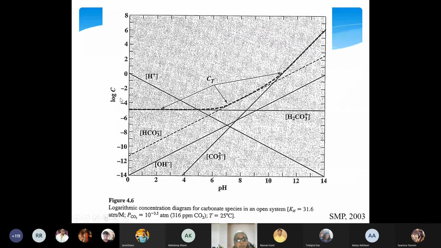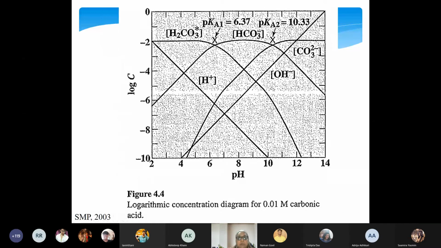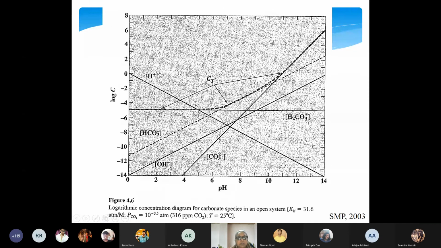So here we have log concentration versus pH, and you can see that CT changes as a function of pH. Why does CT change as a function of pH? Because of this phenomenon that you have different species forming as a function of pH, and because you get greater dissolution at the lower pHs.